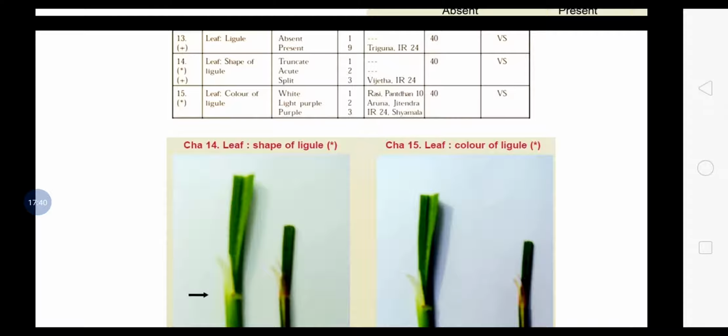15th characteristic is leaf color on ligule. The color may be white scored as 1, light purple scored as 2 and purple scored as 3. Example for white coloration is Rasi, Pantadhan 10. Then light purple is Aruna, Jitendra. Purple is IR24 and Shamla.